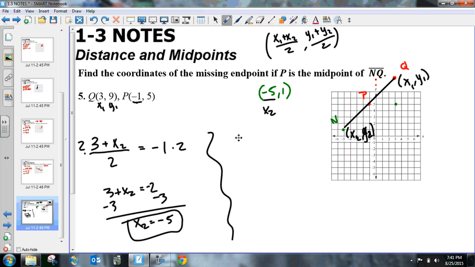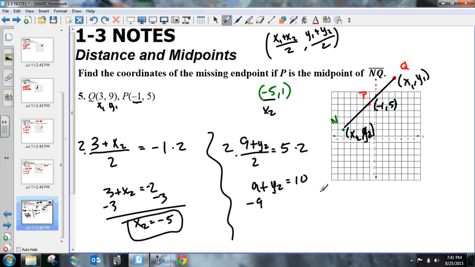I'm going to do the same thing. I know my y sub 1 value is 9, plus y sub 2, that's what I'm looking for, which I bet is 1. I'm going to divide that by 2, and we should get 5 out of that. That's the y value of my midpoint. This is the point -1, 5. So let me solve for y sub 2. I'm going to multiply both sides by 2, so then I get 9 plus y sub 2 is equal to 10.